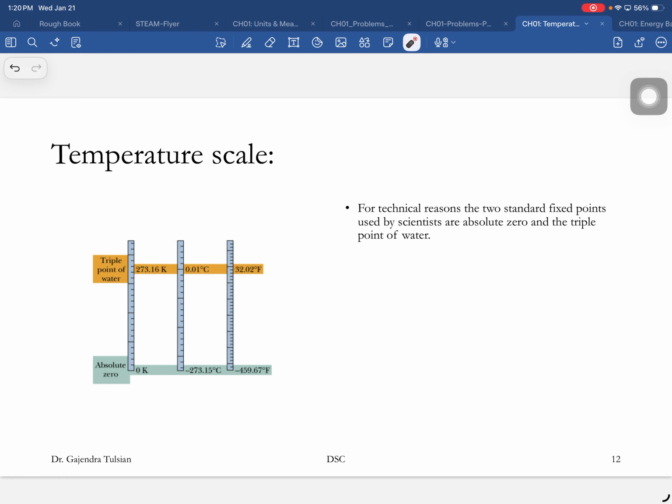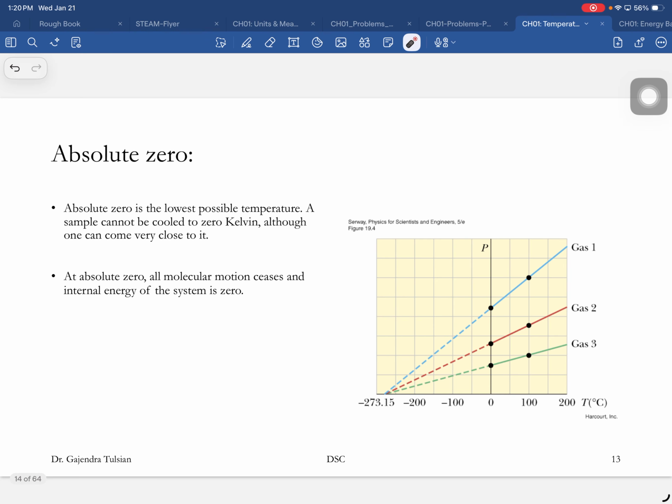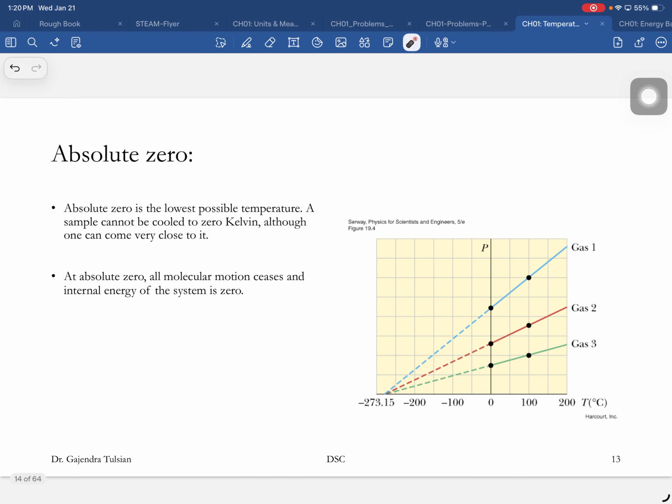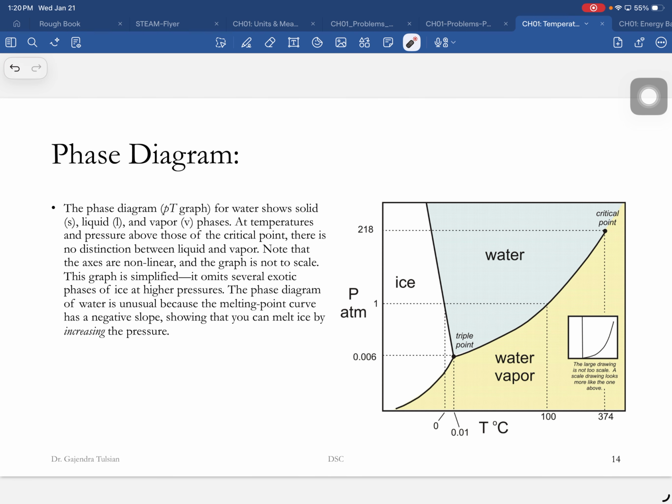These are the 2 points that are used for technical reasons: the triple point of water, and we'll talk about that in a second, and absolute zero. Absolute zero is very well defined. You can be anywhere in the universe. There could be places in the universe where there's no water, and then how does that person understand those scales? Absolute zero, everybody understands, and the triple point of water, you've got to have water there. Here's the triple point of water.